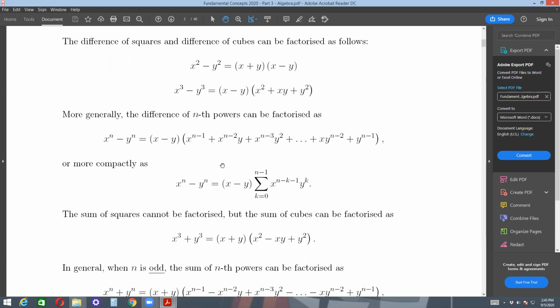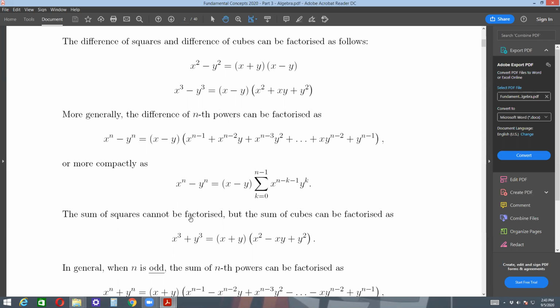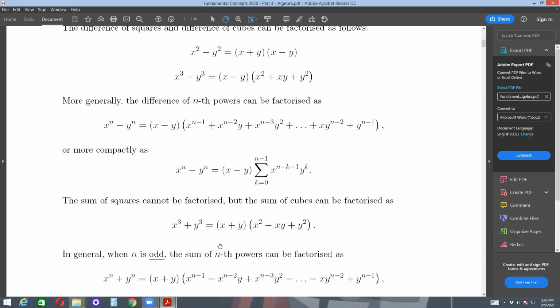All right, again, summation formula, you could use that there. Now that's with difference. With sums, it only works if the power is odd. So for example, you can't factorize x² + y², or x⁴ + y⁴. All right, actually, I shouldn't say you can't. You could factorize those things, but you can't factorize them with integer coefficients. The coefficients would work out to be things with square roots, which yes, you could do, and yes, it's important you know how to do that, but not for these things.